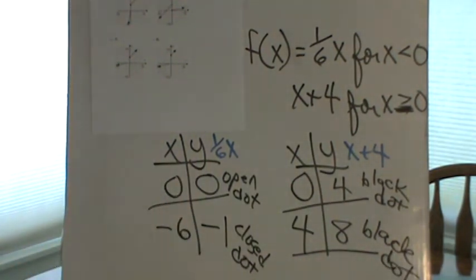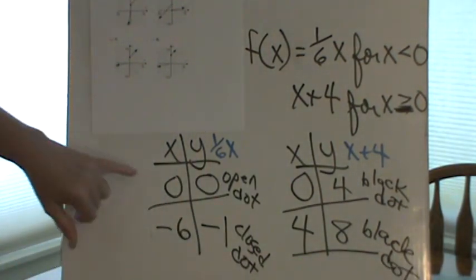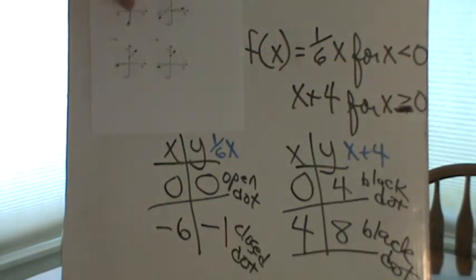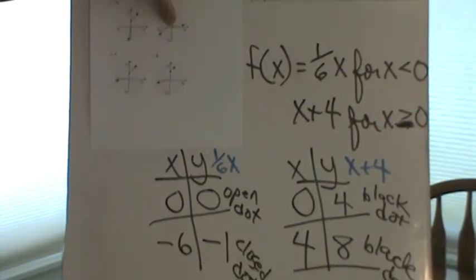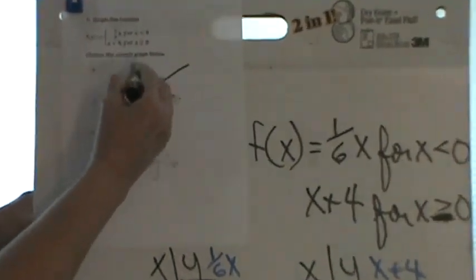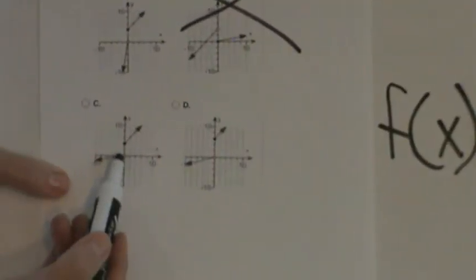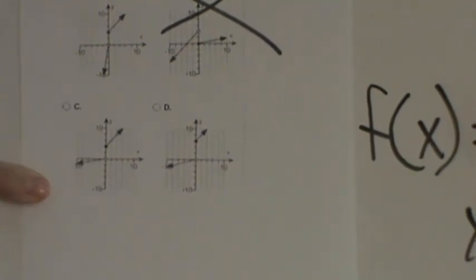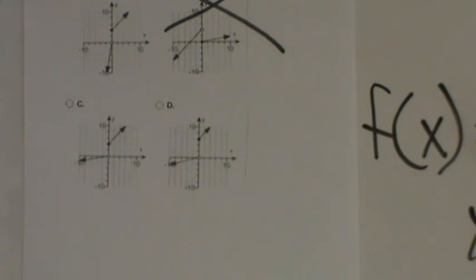So you guys just look on these graphs for 0, 0 being an open dot. There it is in that one. It's black in that one, so I'm going to mark that one out. It's open there. See, I'm just looking at 0, 0 right now. This is the only one I'm looking at. Could be that one, it could be that one.